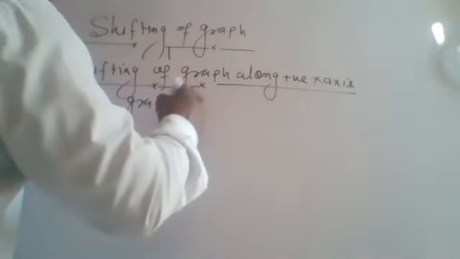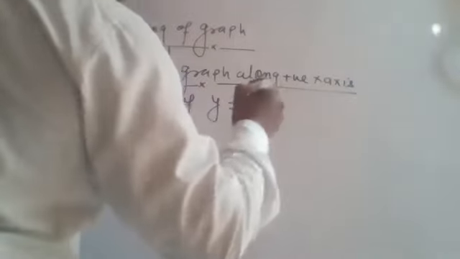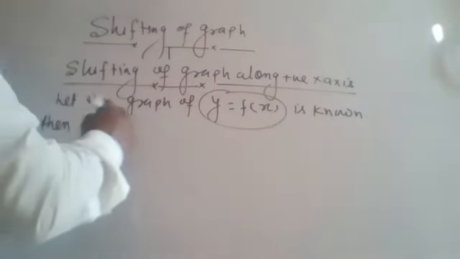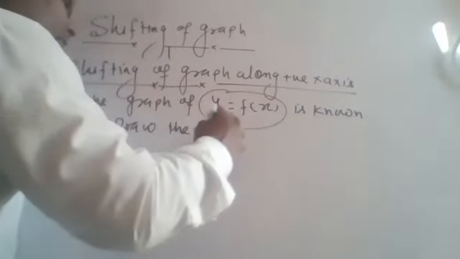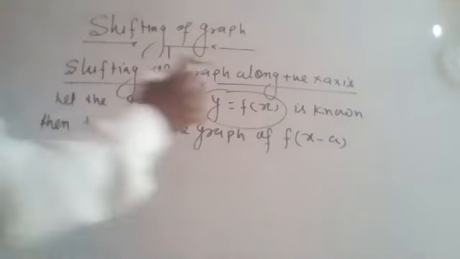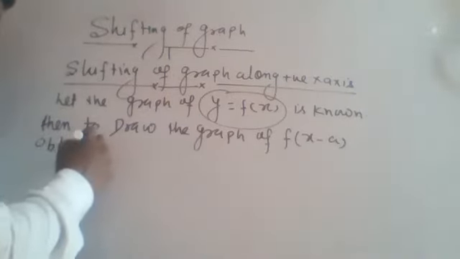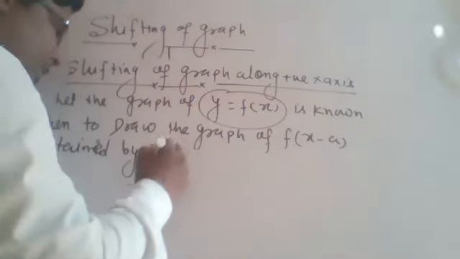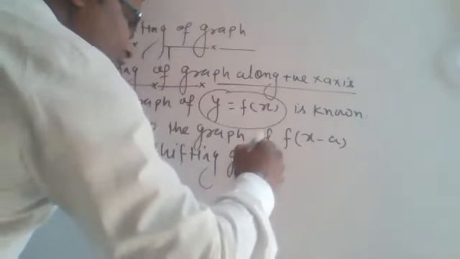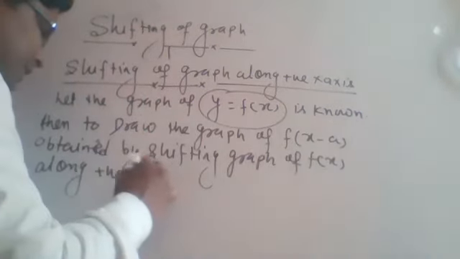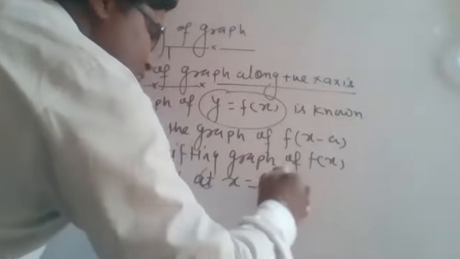Let the graph of y equals f(x) be known. f(x) is the basic function, the basic mathematical expression, and its graph is known, as I told you yesterday. Then the graph of f(x minus a), where a is a constant being subtracted from the variable, is obtained by shifting the graph of f(x) along the positive x-axis at x equals a.